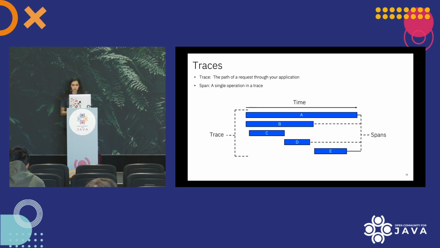So the first concept I'm going to introduce to you is a trace. This is a path of a request through your application from the moment the user interacts with your system all the way to their response. And there's another term I'm going to use, which is a span. A span is a single operation in a trace.